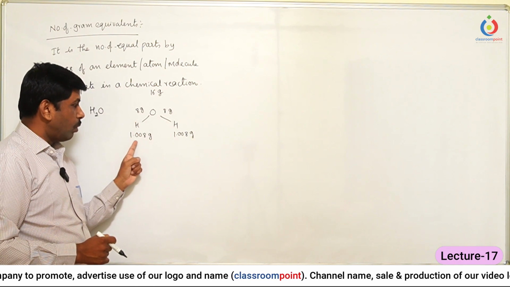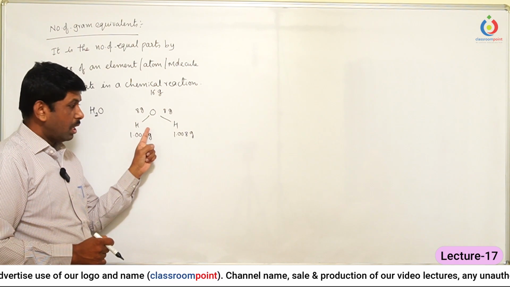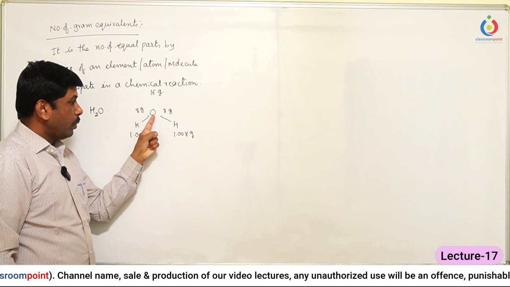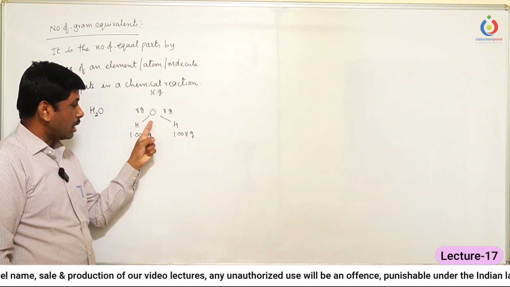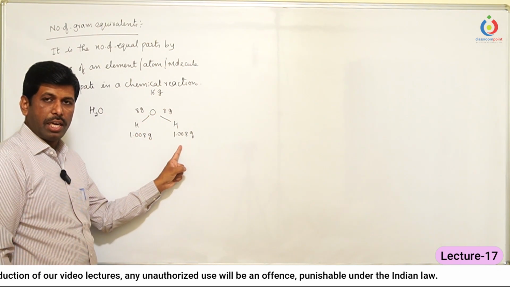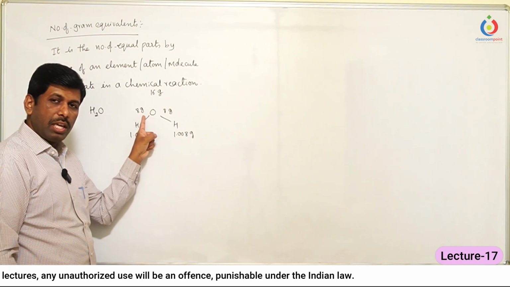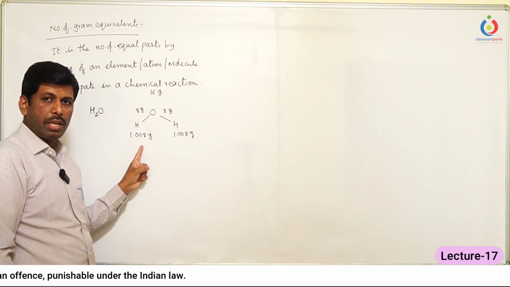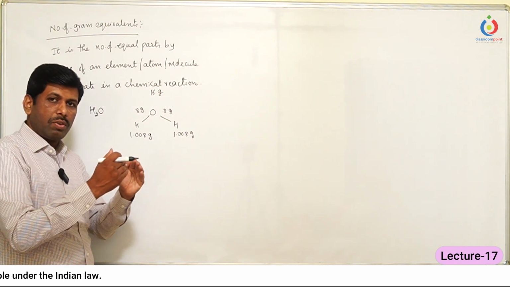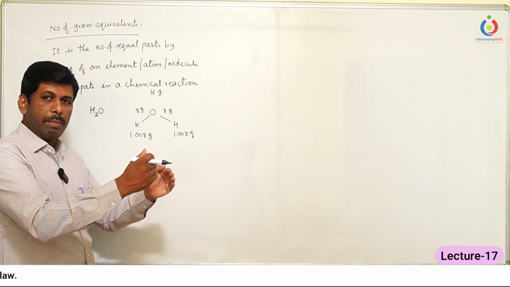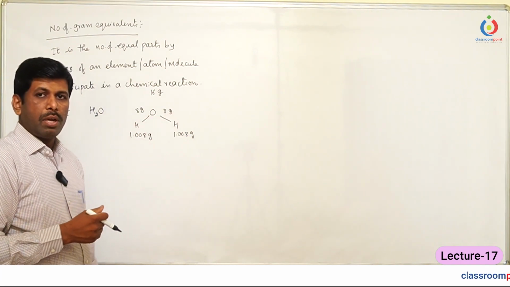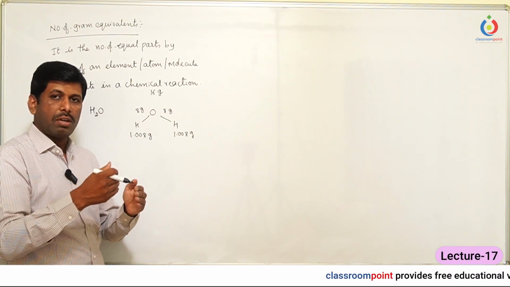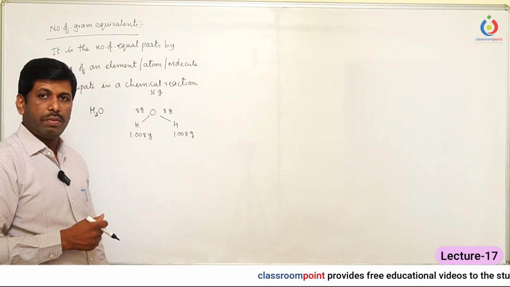See, hydrogen, 1 equal part participated. If you consider 2 hydrogens, 2 equal parts. That means 2 equal parts of oxygen combine with 2 equal parts of hydrogen. If you take only 1 equal part of oxygen, that shall combine with 1 equal part of hydrogen. That means the number of equal parts of one atom that combines is always equal to the number of equal parts of another atom. So these numbers of equal parts are called the number of gram equivalents.